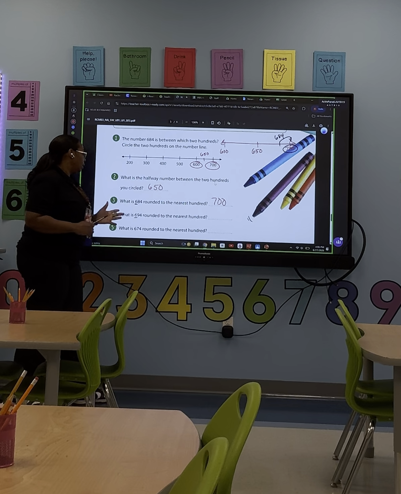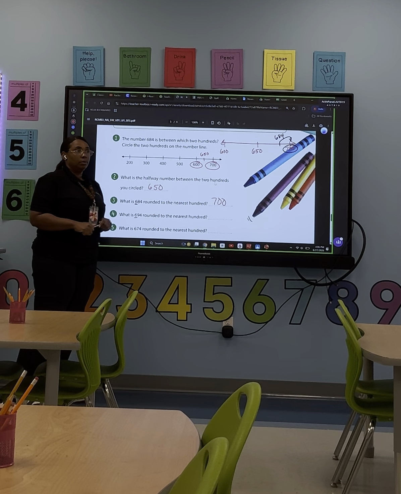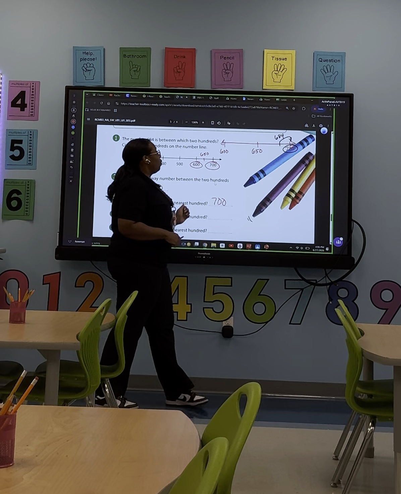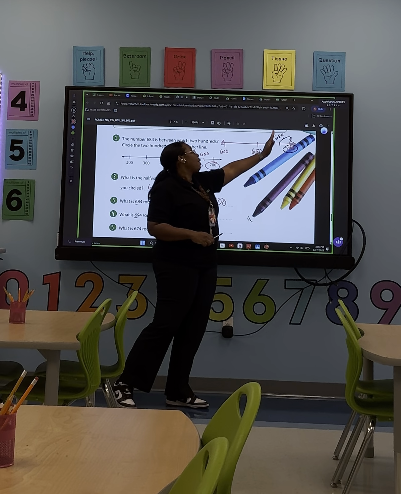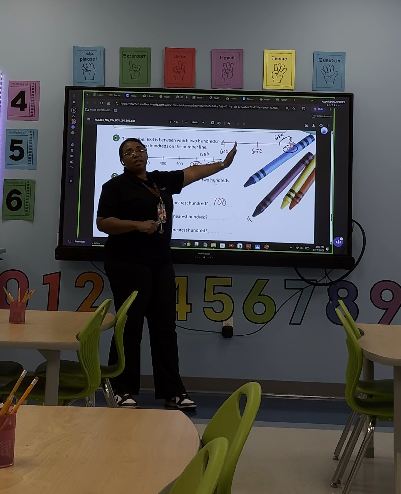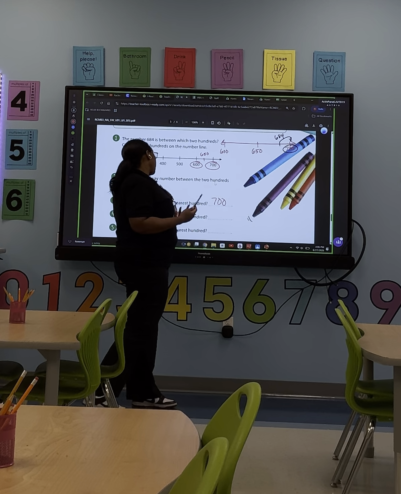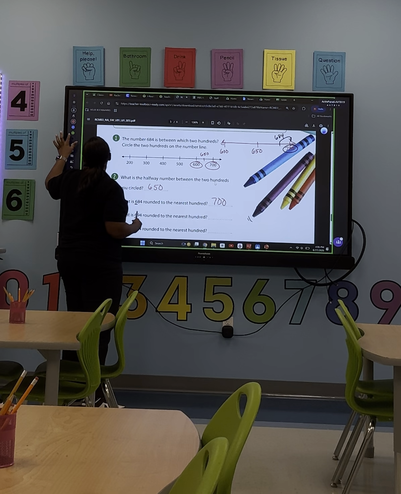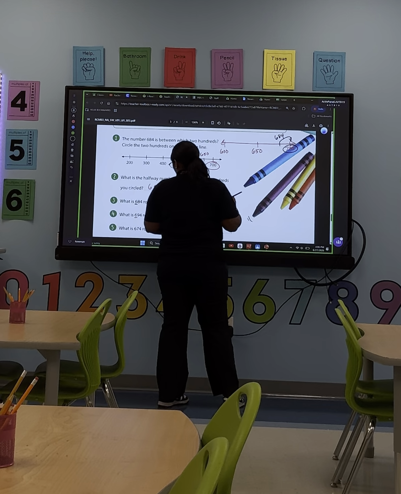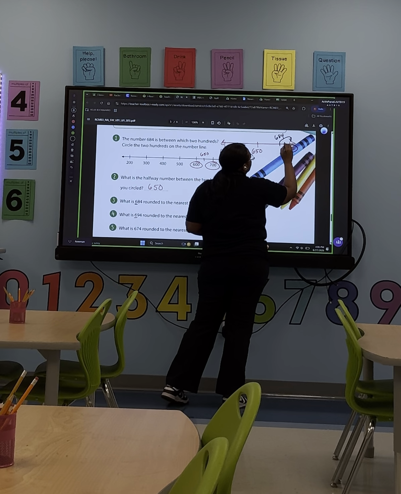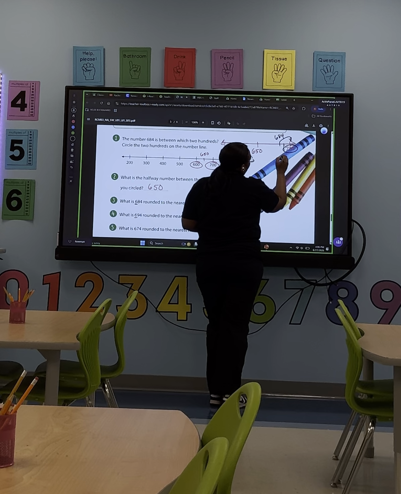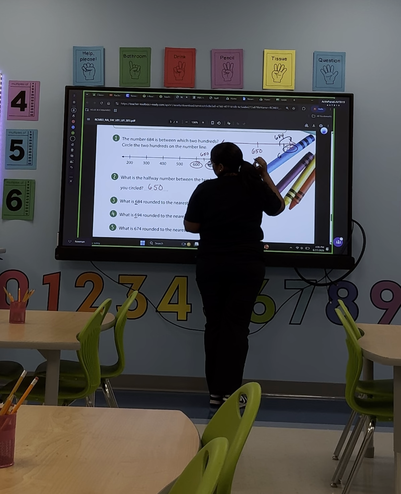Okay, so let's see. I'm going to ask the same question. Is 694 greater than 650, because that's our halfway point, or is it less than 650? And then they would say it is greater than 650. So since it is greater than 650, I'm going to put it on this side of the number line. I'm going to put it right after 684 since it is greater than that as well.